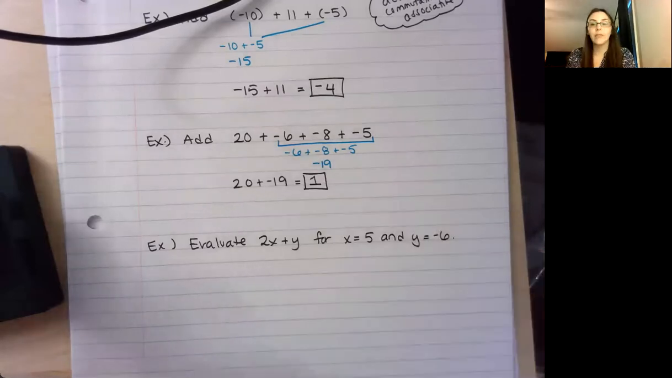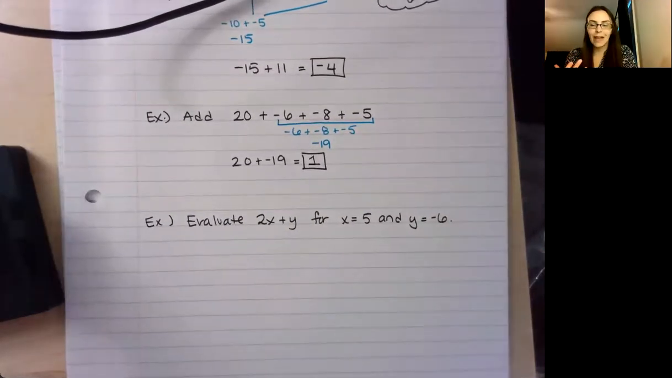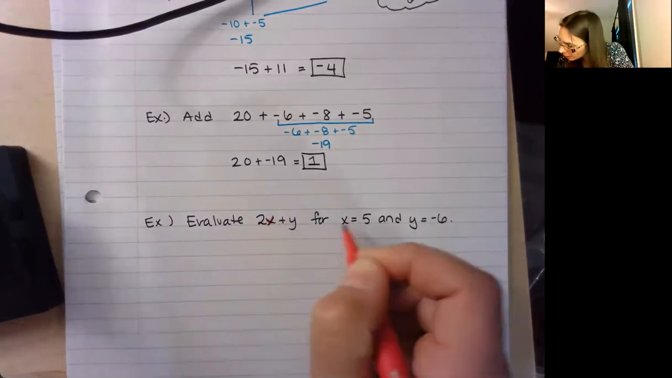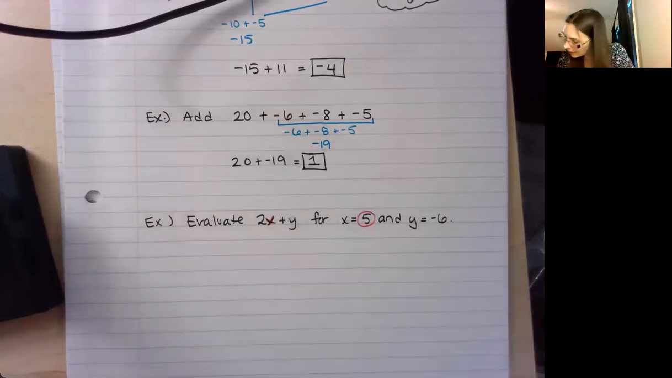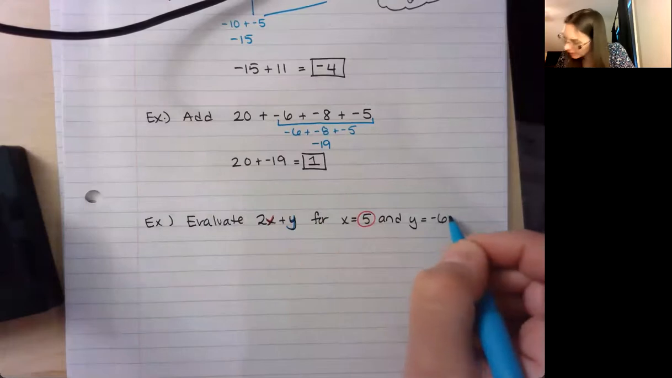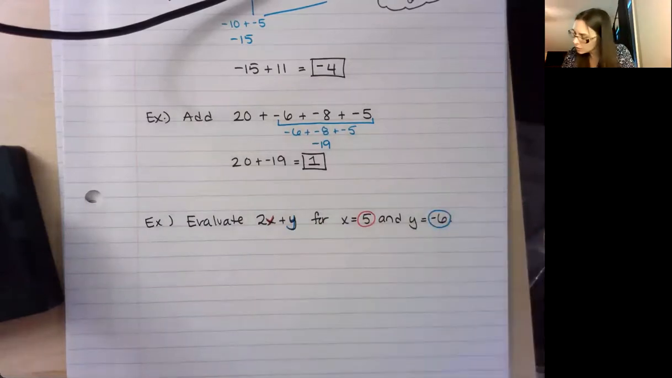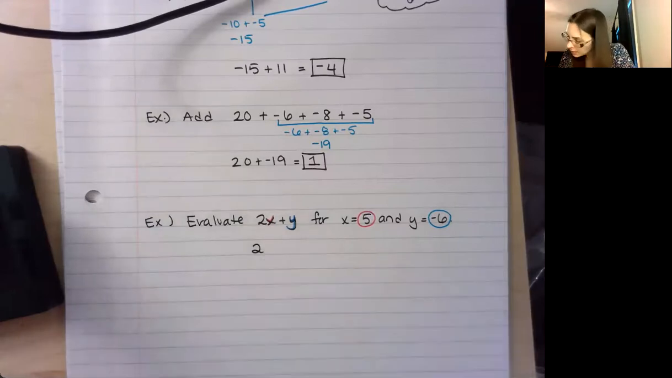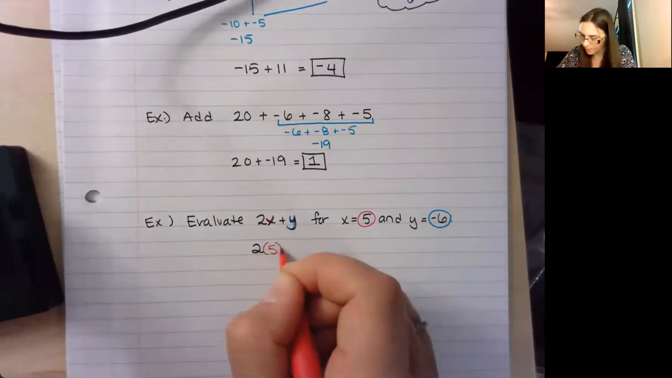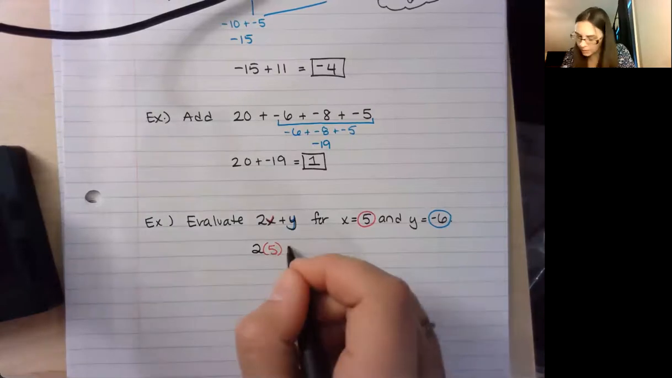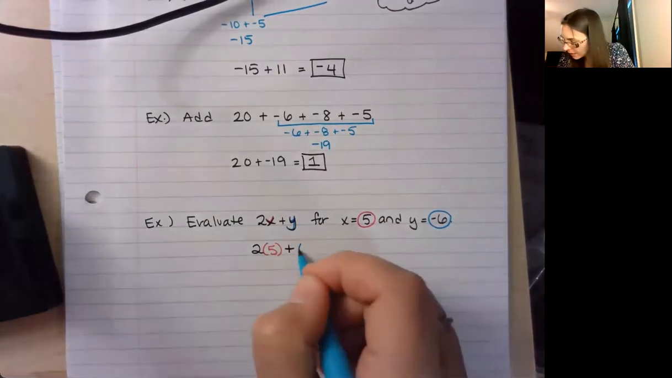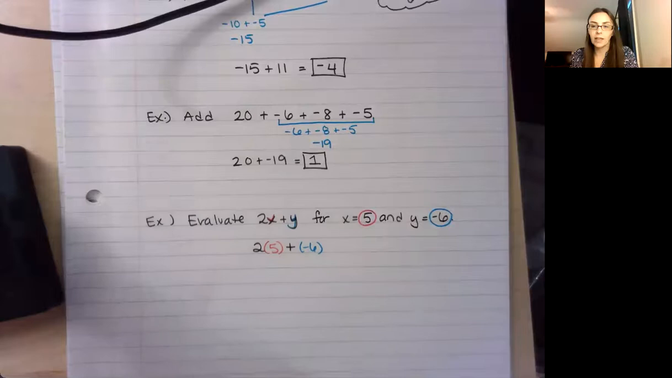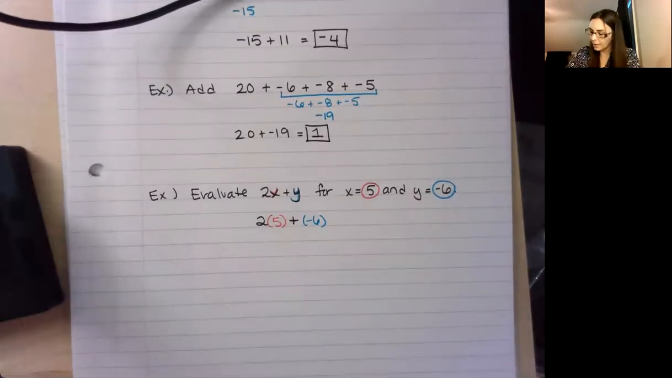We can bring in a little bit of evaluating here, just kind of keep using those skills we've already learned. So I'm going to evaluate. I'm going to replace my x here with 5, and I'm going to replace my y with -6. So don't forget, if two things are touching, it's multiplication. So it's 2 times 5 plus, and then -6. And again, I like to use parentheses when I evaluate.